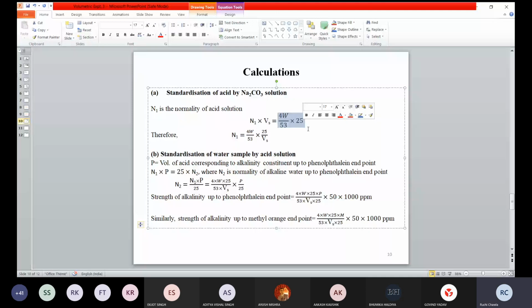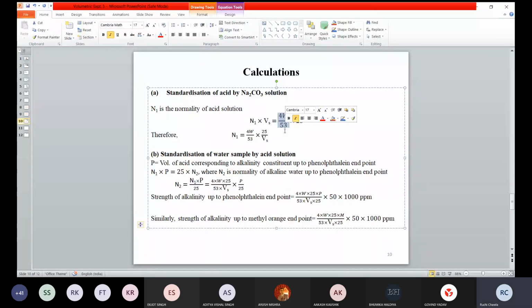And why is it 25 over here? Because that much amount was pipetted out. Yes, that is the volume of the pipette. And here it is the normality of the sodium carbonate solution that has been prepared. I hope now you remember the formula of normality, everyone. This was taken up in the lecture class as well. Normality is W divided by E into V, where V has to be in liters.